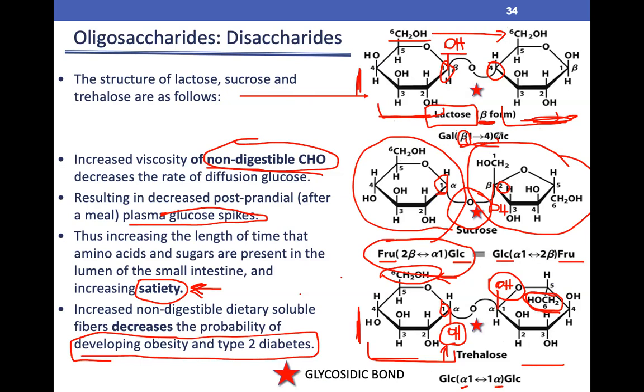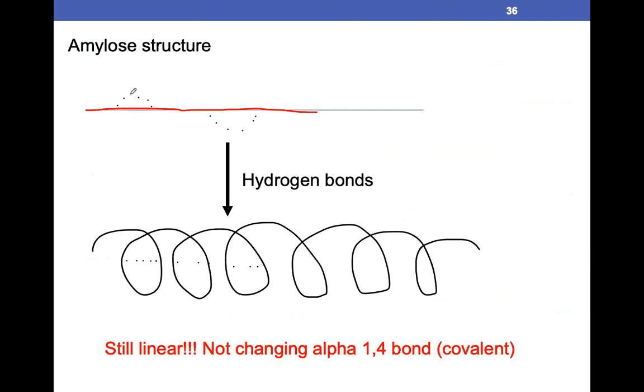Okay, so I have my amylose. My amylose is straight. It's purely made out of alpha 1 to 4 bonds, which are covalent bonds. And here's what's going to happen. Let's say I have a monosaccharide right over here. I have another monosaccharide right over here.